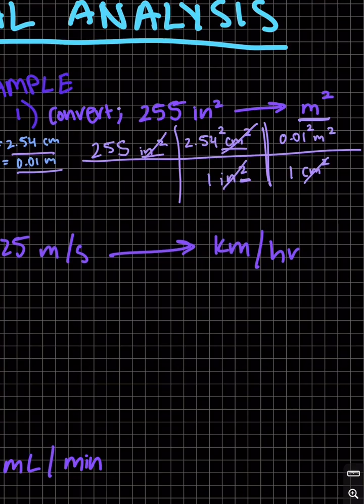Now, if I grab my calculator and plug in these numbers, what I want to do is 255 times 2.54 squared times 0.01 squared divided by nothing. So 255 times 2.54 squared, I get a number, and then I'm going to times that by 0.01 squared, and I get this answer.